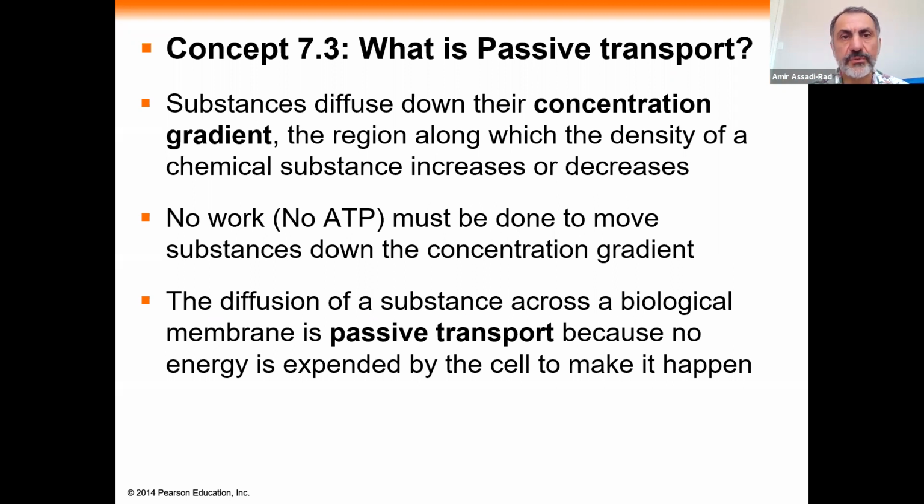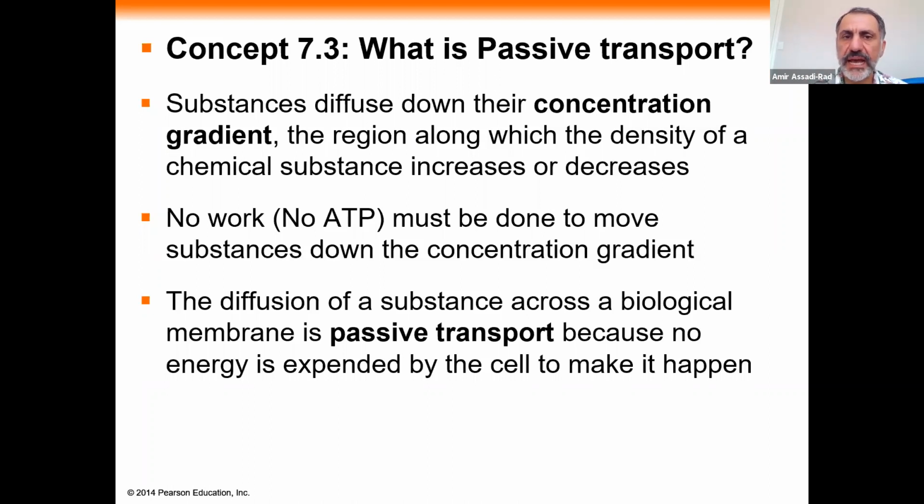What is passive transport? Substances diffuse through the concentration gradient from high concentration to low concentration. What I mean by concentration gradient is the region along which the density of a chemical substance increases or decreases. The example of the bottle of perfume, the example of putting sugar or salt in a glass of water. No ATP needed. When we're talking about passive transport, I already talked about that.